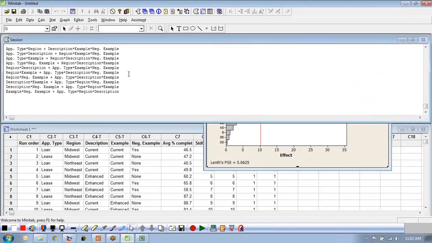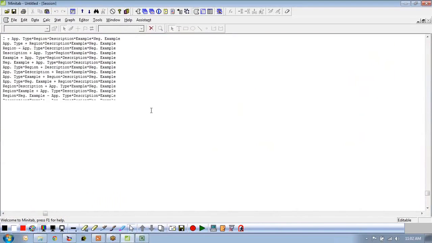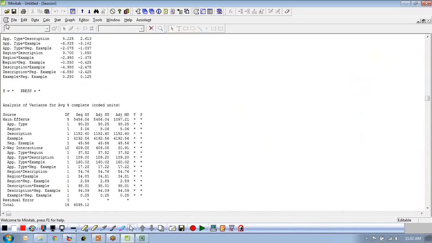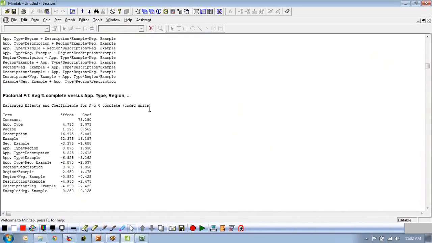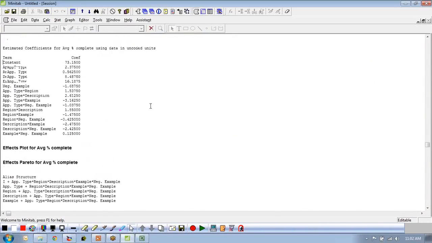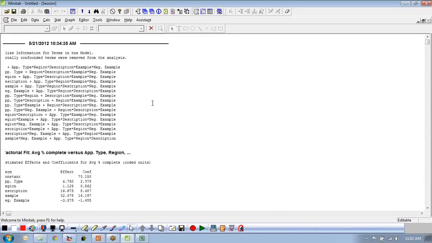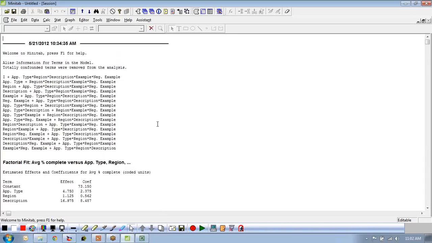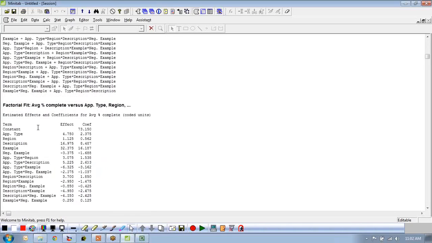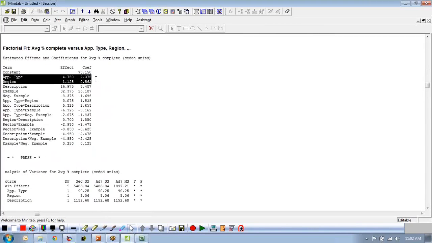All right, let's utilize our Control E. But before we do, I want to show you a couple of different things. Here's Minitab's output in the session window, and it says totally confounded terms. We'll talk about confounding a little bit later today in this lecture. But here are the confounded terms, and like I said, we'll get to that example. It looks kind of complicated to me. And here are the terms.